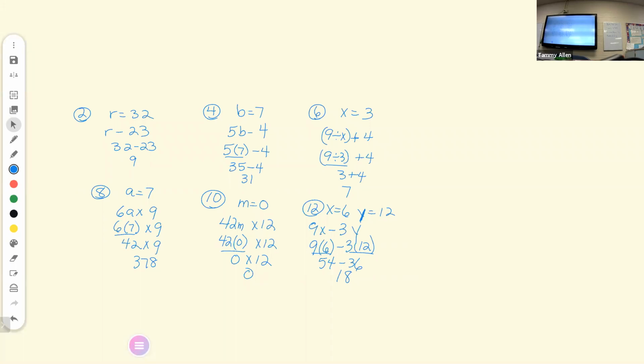I suggest you get out lined paper because a lot of you are going to be able to crunch it in on this piece of page 11 there.